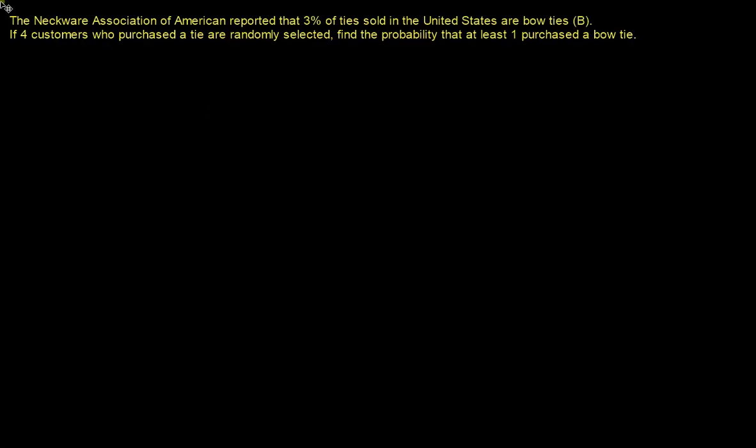Okay, so now moving on to the next question, we have the Neckwear Association of America reported that 3% of neckties sold in the United States are bow ties. Okay, so I'm going to go ahead and write this down, that the probability of being a bow tie, I guess I could have just written B there, equals 0.03.